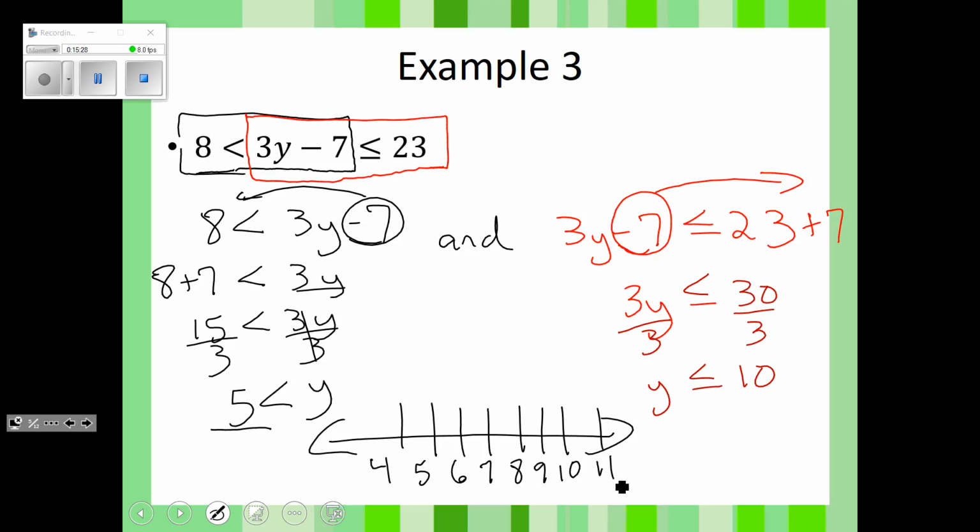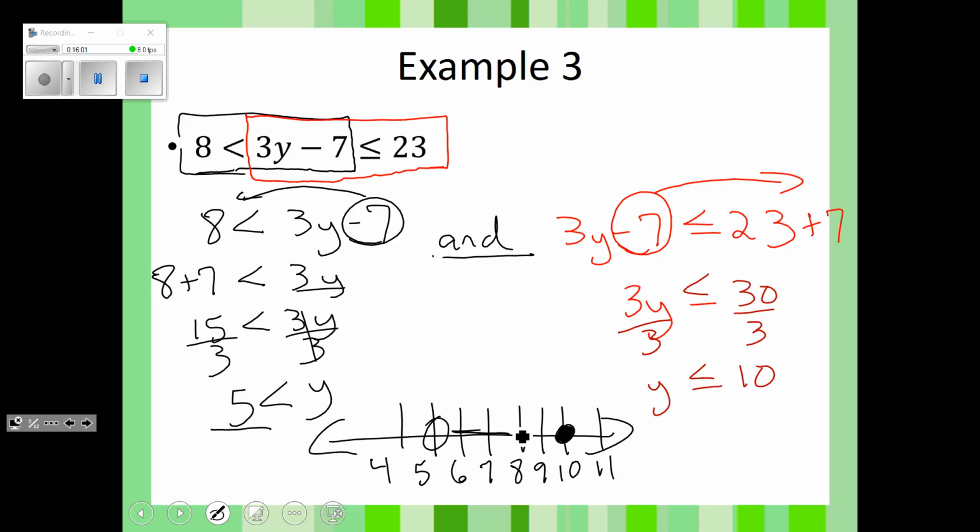Open circle, closed circle on 5. Open circle, closed circle on 10. Closed. And so here's the thing. Whatever I shade has to satisfy both inequalities because it's an and problem. I have to do both. So I want to know where can I shade that I can be greater than 5 and less than or equal to 10 at the same time.